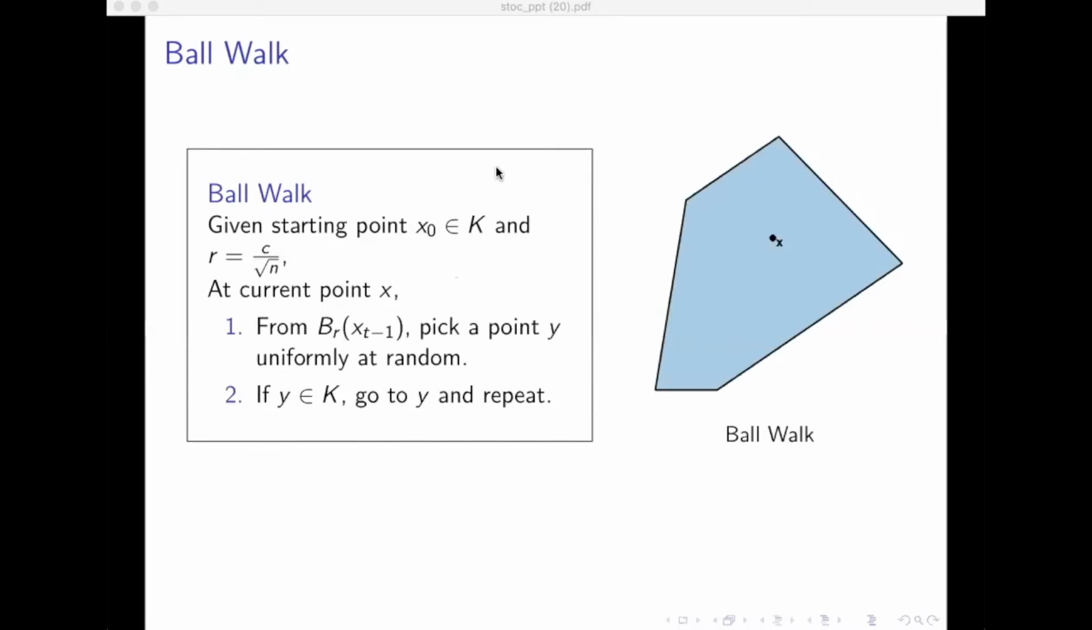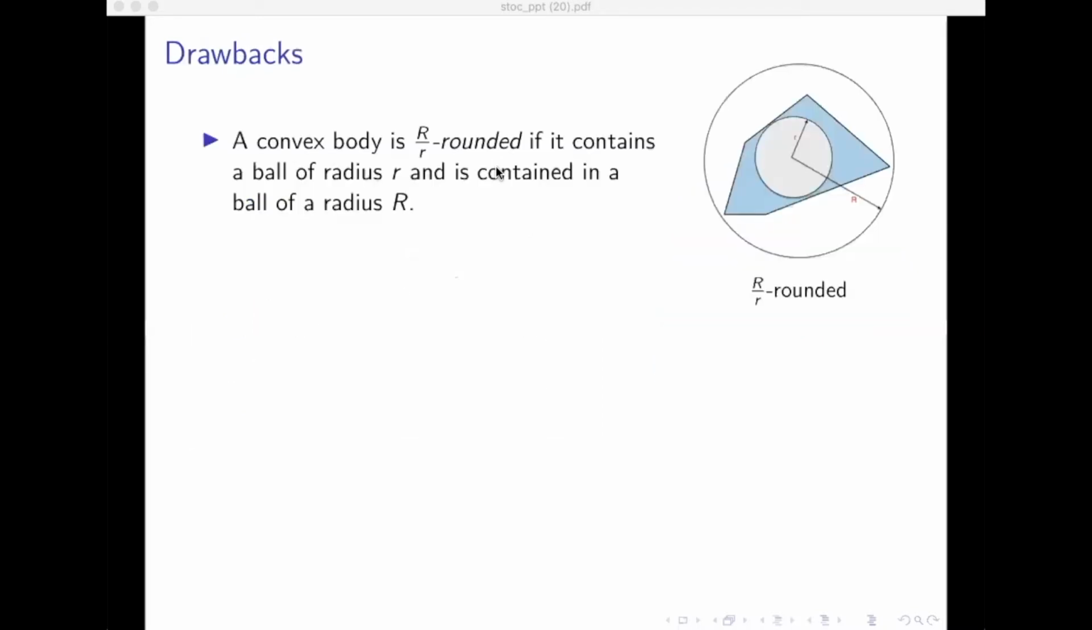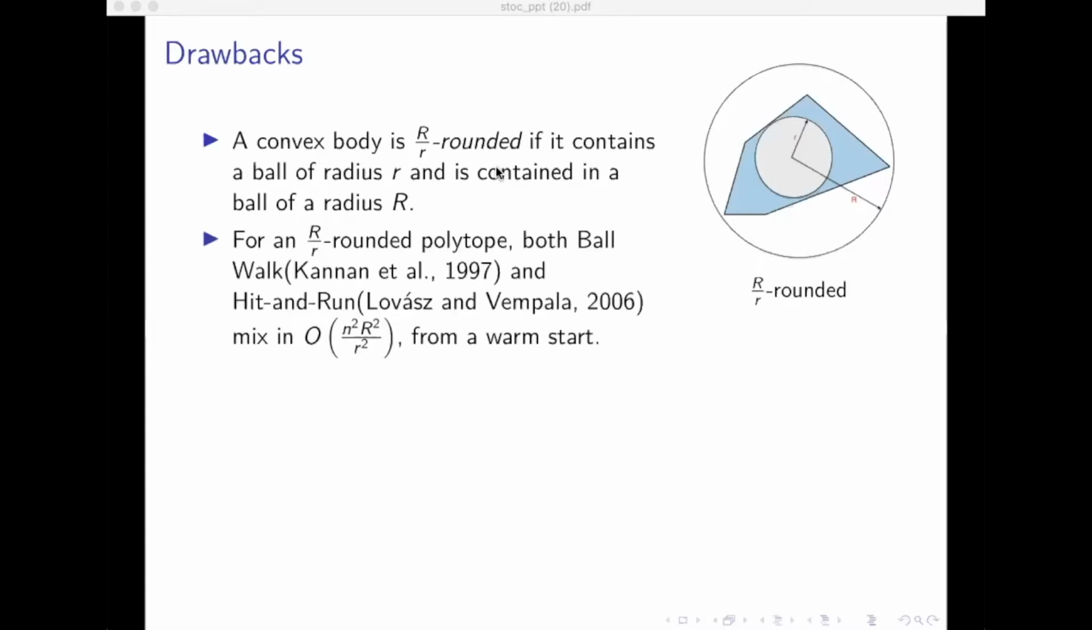Before discussing the running time, a few notations. A convex body is called R by r rounded if it contains a ball of radius r and is contained in a ball of radius R. For an R by r rounded polytope, both ball walk and hit and run make an order n squared R squared by r squared number of steps from a warm start.